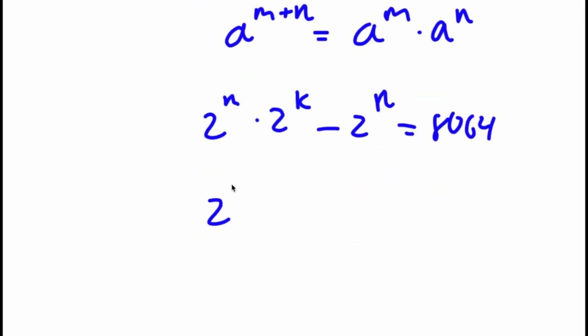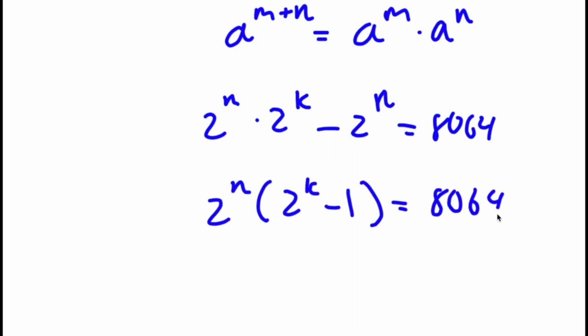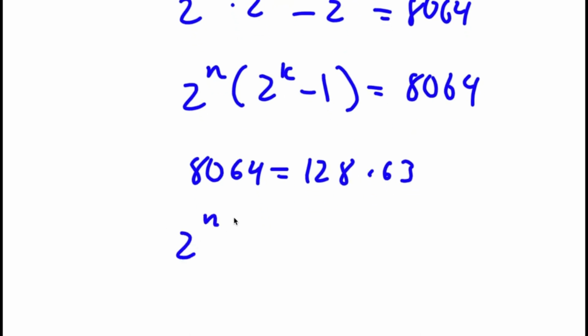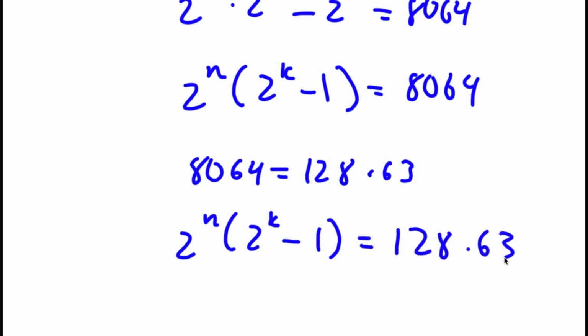Now if I factor out 2 to the power of n, I get 2 to the power of n times (2 to the power of k minus 1) is equal to 8,064. And 8,064, this is simply equal to 128 times 63. So I have 2 to the power of n times (2 to the power of k minus 1) is equal to 128 times 63.